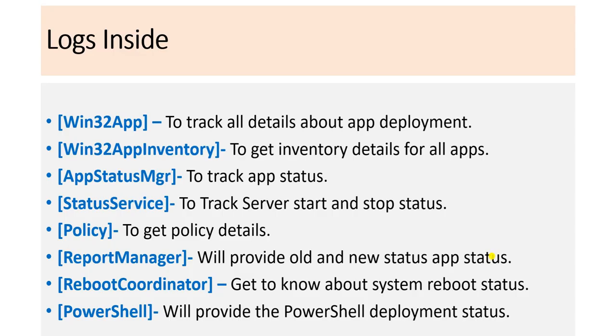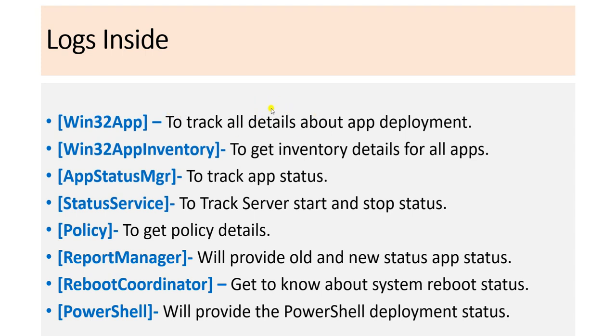Now let us understand the logs inside, how we can check the log files, or where I need to track my application, reboot policies, or other things. These are not the complete log details, these are like hashtags inside your logs. Easily you can understand how we can read our logs with the help of these hashtags. So Win32 app is to track all these details about your app deployment.